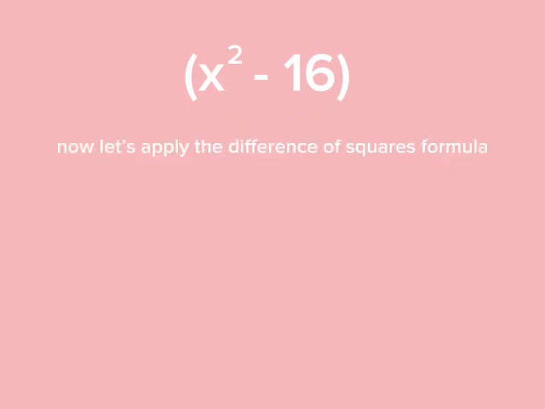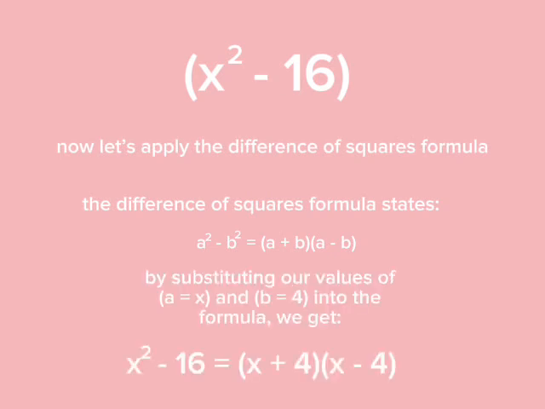Now let's apply the difference of squares formula. The difference of squares formula states that a squared minus b squared is equal to a plus b multiplied by a minus b. By substituting our values of a equals x and b equals 4 into the formula, we get x squared minus 16 is equal to x plus 4 multiplied by x minus 4.